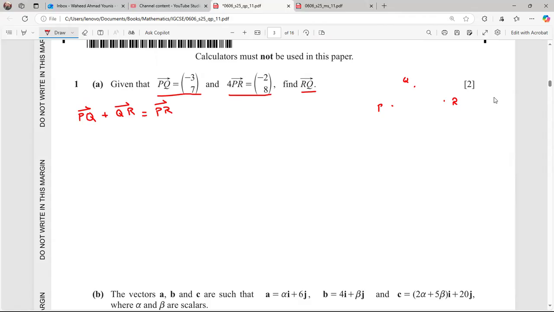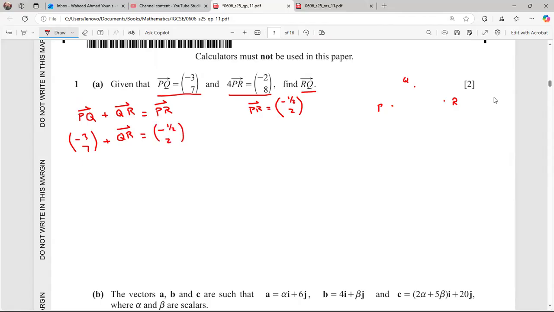Now, PQ vector is known as -3 and 7. X coordinate is -3, Y coordinate is 7. Plus QR. We need to find QR, so I will leave it as it is, QR equals PR. Now I am given 4 times PR. So PR is going to be 1/4 of this. So -2 divided by 4 will make it -1/2, and 8/4 will give me 2. So this is PR, -1/2 and 2.